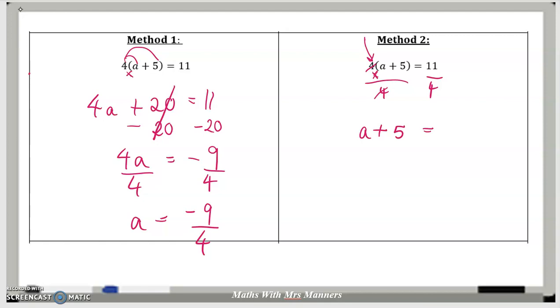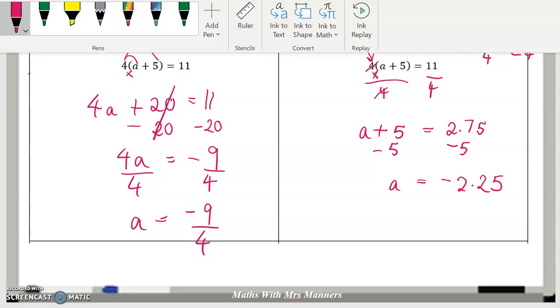Now, there's a couple of different ways of writing 11 on 4. 11 on 4 is the same as 2 3/4, and it's also the same as 2.75, so it doesn't really matter. You just choose whichever form suits you best. I might choose the 2.75. And now I'm going to move the plus 5 by minusing 5 on both sides. And that will give me, well, what's 2.75 minus 5? You could use a calculator if you need to, or hopefully if your skills are okay, you would know that was minus 2.25.